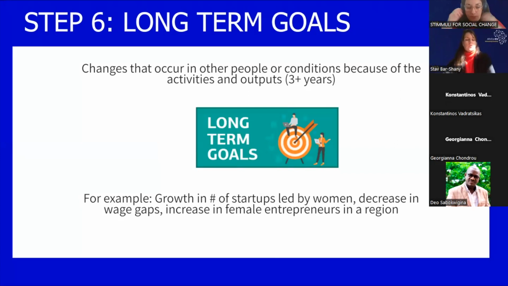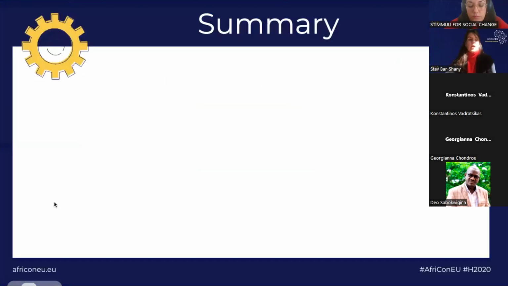And obviously this will take longer. It's not something that you can measure in a year. You want to see a decrease in wage gaps between men and women. You want to see an increase in female entrepreneurs in the region. These are all long-term outcomes that take longer to flourish, but also to measure. So I hope, I mean, it sounds complex, but I hope we were able to make it as simple as possible. I'll just summarize here.